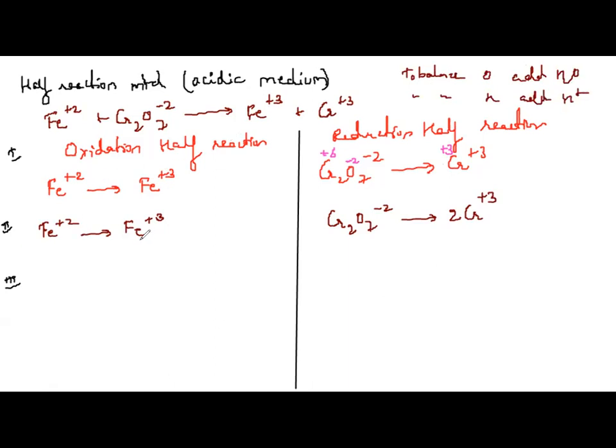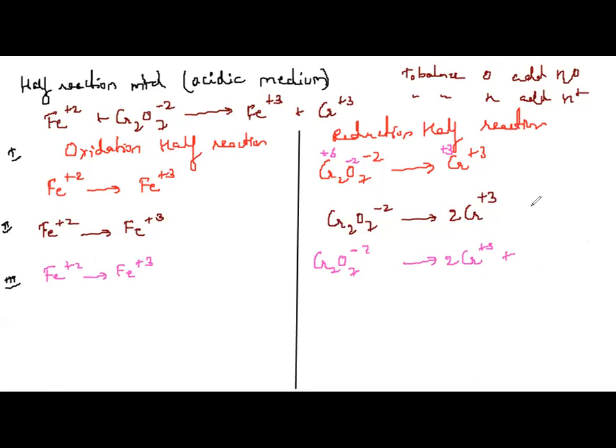Fine. So here, are there any hydrogens? No. So I will keep this reaction again as it is: Fe2+ giving Fe3+, need not be balanced. But here there are oxygens, right? So Cr2O7 2-, how many oxygens? There are 7 oxygen atoms on the left hand side. Therefore, I have to balance it on the right hand side. To balance oxygen, I have to add water. So I will add 7H2O. Correct? Yes, or I will indicate it by a different color so that we can distinguish it.